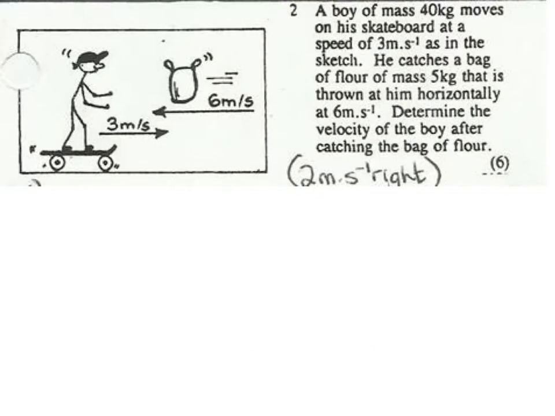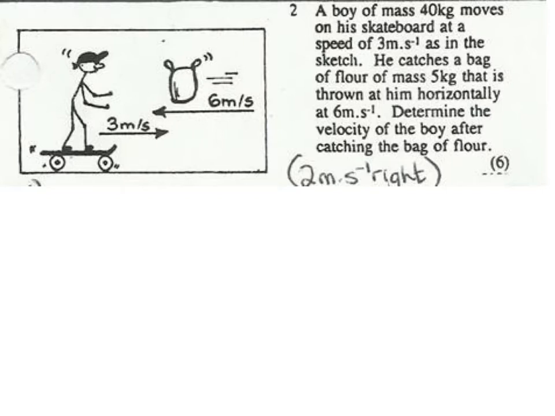We've got a boy of mass 40 kilograms moving on his skateboard at a certain speed, as in the sketch. So he's going towards the right. He catches a bag of flour that's going towards the left. Determine the velocity of the boy after catching the bag of flour.